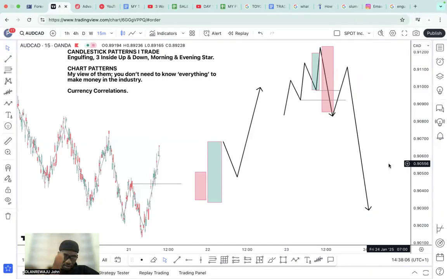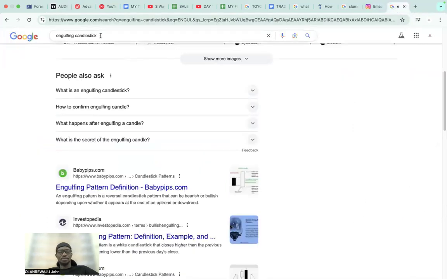This is engulfing. This is engulfing. I'm sure you read Baby Pips, and this is more clear now. So this is the engulfing candlestick pattern, which is chart pattern number 1 that I trade. Number 2 is three inside up or down. Three inside up or down candlestick pattern.